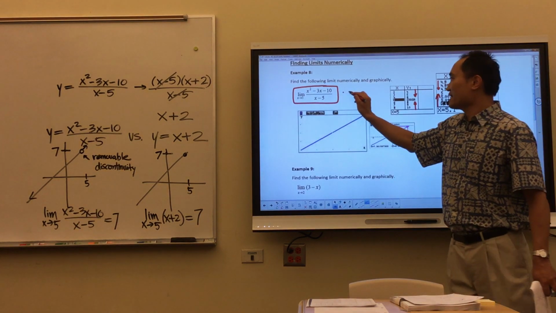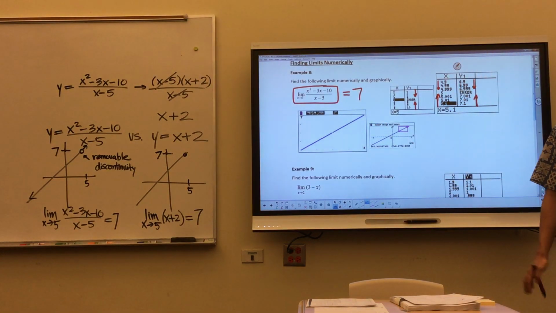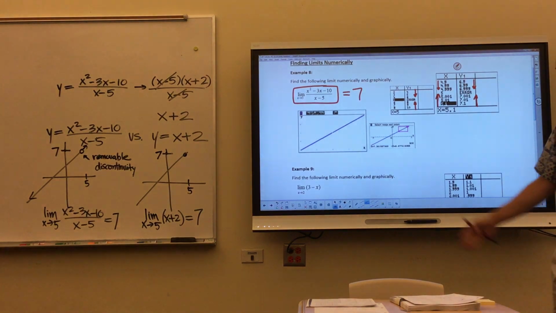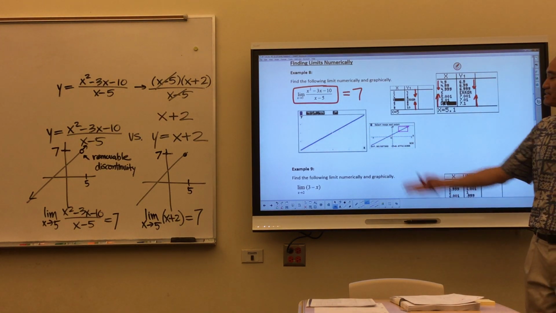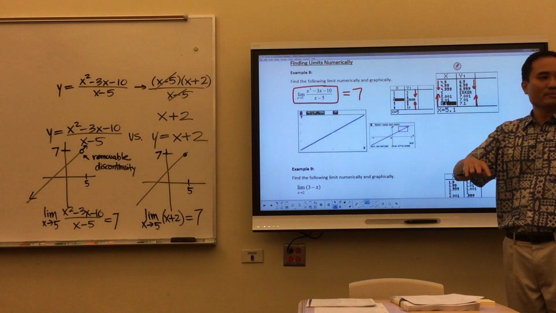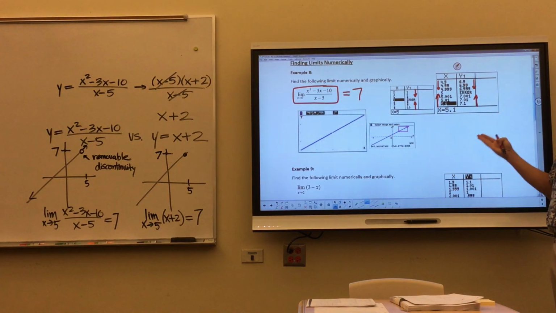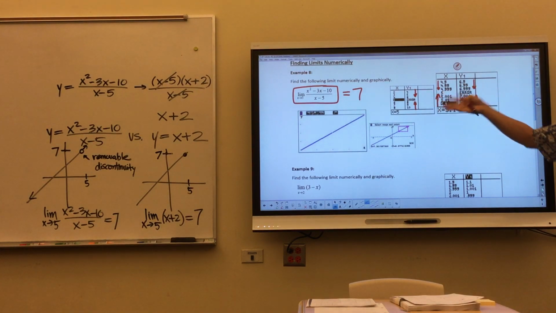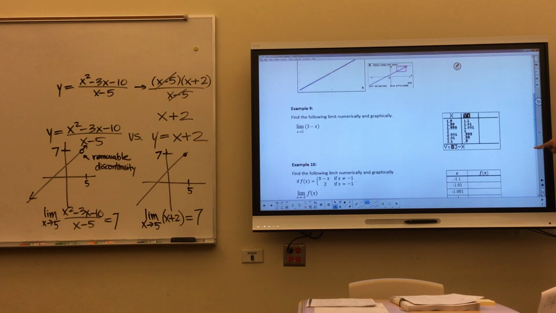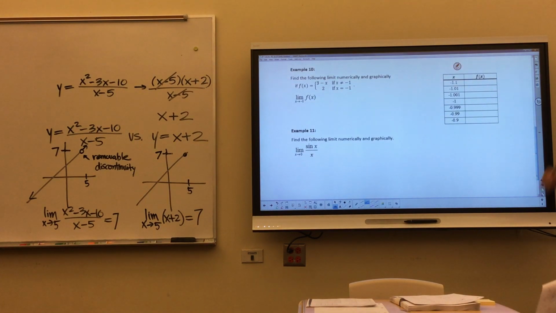So is it pretty safe to say that this limit is 7? Yes. What's shown on this paper is numerical evidence. What's shown here is graphical evidence. So you can find limits graphically, like we did in the first 2 pages, or you can find limits numerically with a table like this. Now, you look at this and it's pretty simple, but let's jump down to example 10.